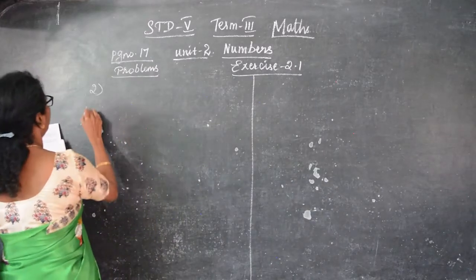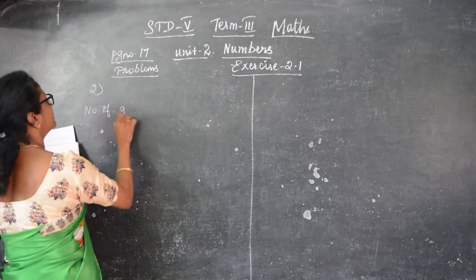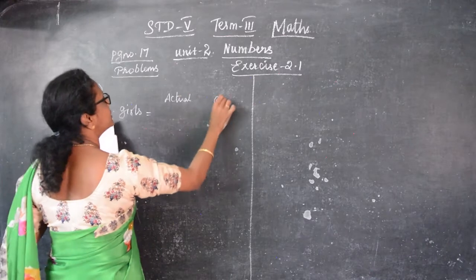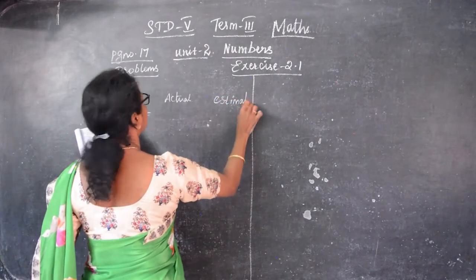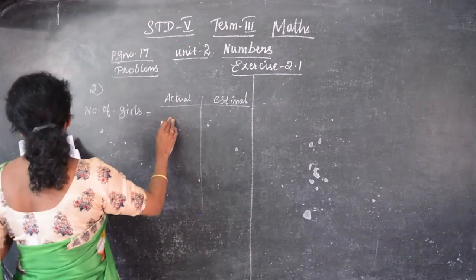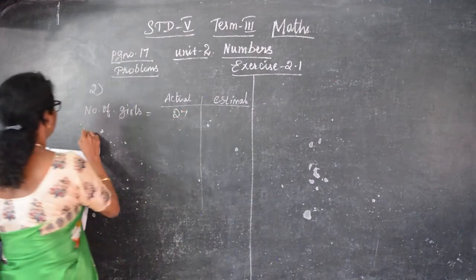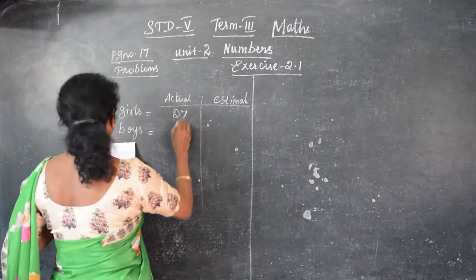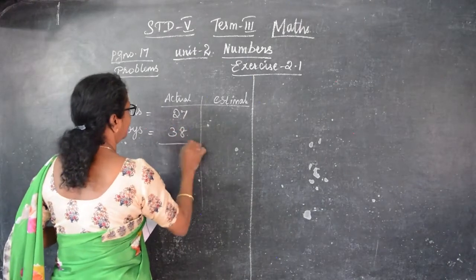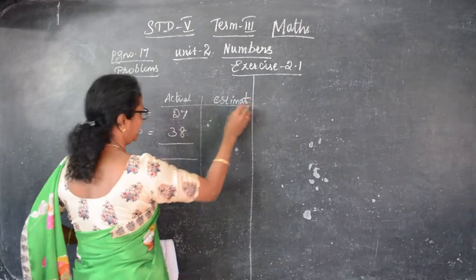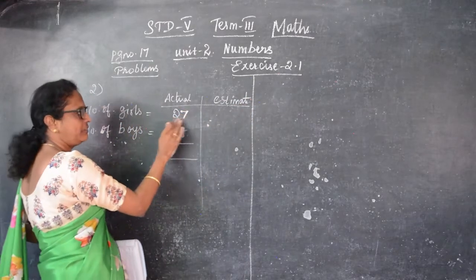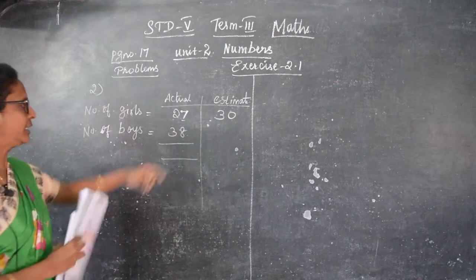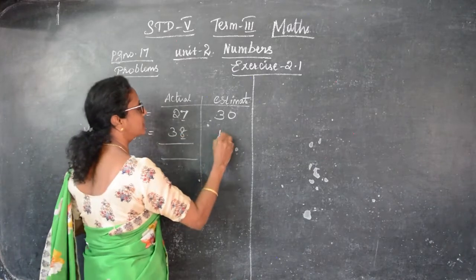So number of boys you can write. Number of girls. Actual first, write actual on top and estimate here. So how many actual? Actual is 27 girls. Number of boys. How many boys are there? 38 boys. So we have to add this. Put the estimate here. So 27 is the actual number of children. The 7 is above 5, so the estimation of 27 you can write 30. And 38 is also above 5, so the estimation is 40.